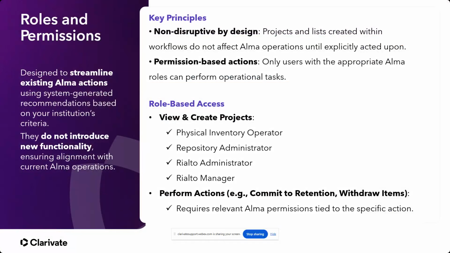Now, another important key principle that you need to remember is that these lists, as lists, have no impact on Alma operations. When they do have impact is only when you choose to act upon them. When you actually go to the recommendations and act upon them, then they behave like Alma actions. So of course, those actions will only be available if you have the right role. For example, if I'm going to withdraw an item, that is something that's limited to physical inventory operator extended. If I don't have that extended role, I won't be able to withdraw. So I'll be able to see the workflows, but I won't be able to withdraw.